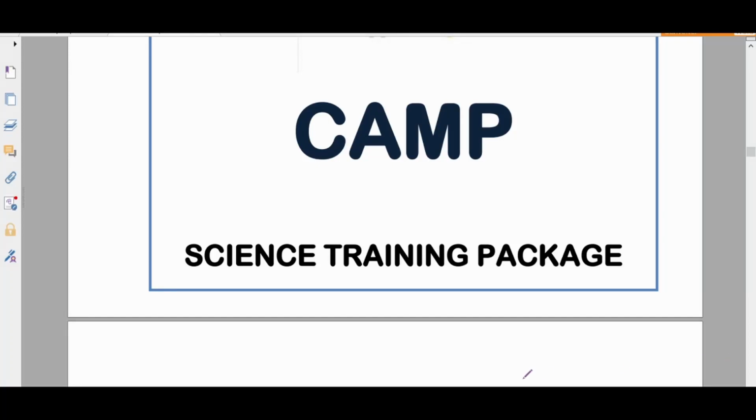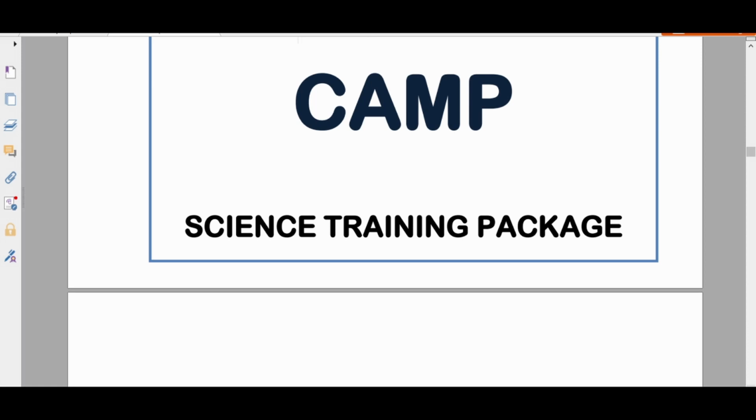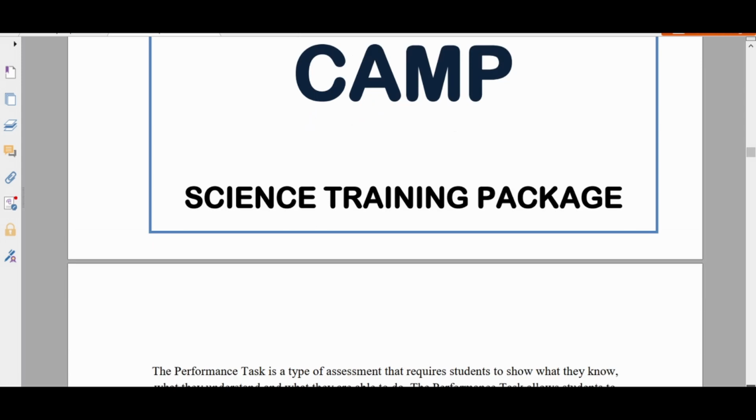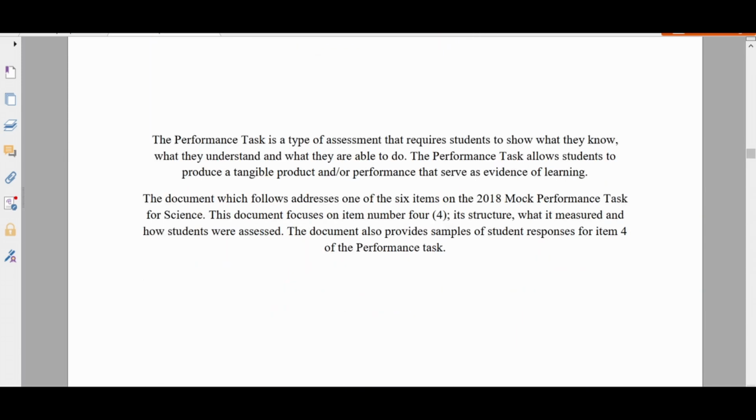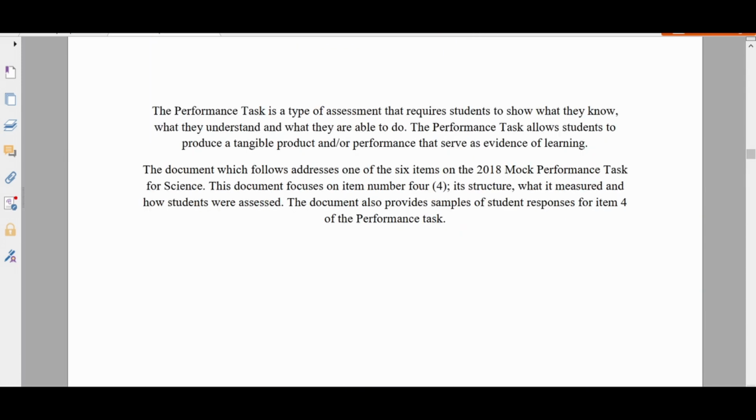All right, guys, so we're going to continue now with our performance task preparation. Someone showed me this booklet, and we're going to go through some of the items that are here. Yes, I know that this one is science, and we're at grade 6. We're not going to be doing science as a PT, but the concept is still the same, and it's important for us to understand the nature of the exam that we're doing.